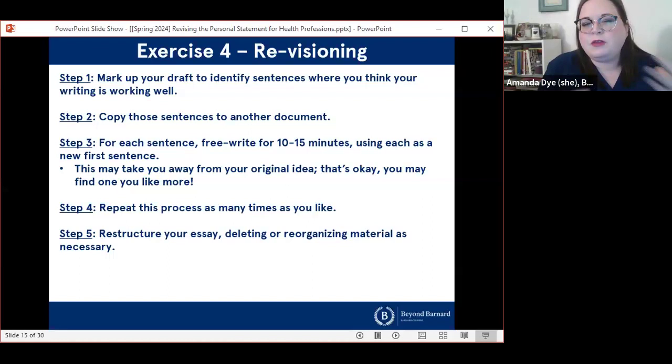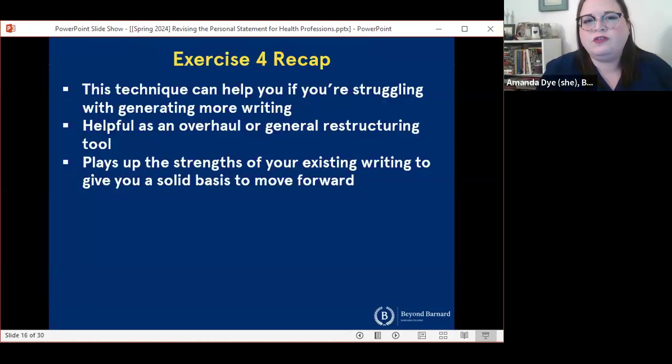And this is a really good way to generate additional material if you do need a pretty substantial restructuring. This also, I think, is a really good exercise because it plays up the strengths of your existing writing. You know, it's starting from places where you feel like, okay, this part is working. I like this part. This part is expressing something real and something that I definitely want to say. And then how can you proceed from those places of strength is a really good question to ask yourself.